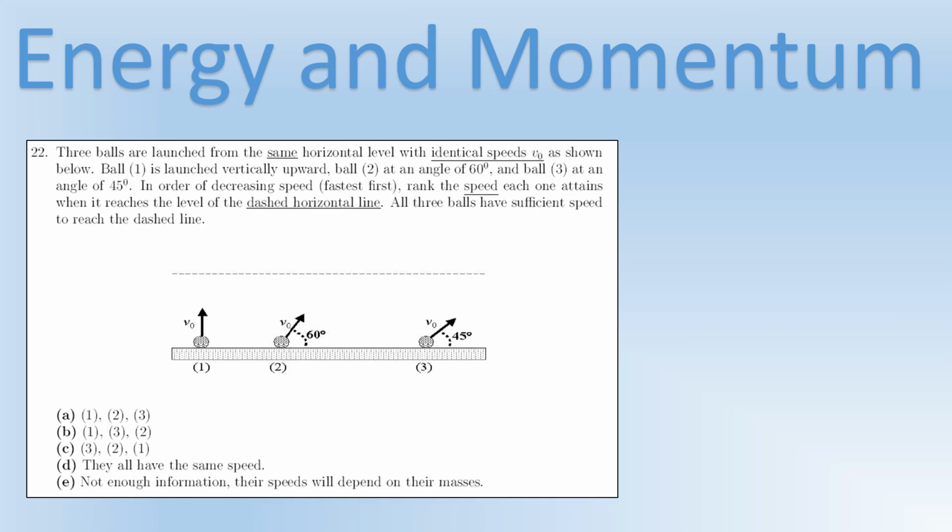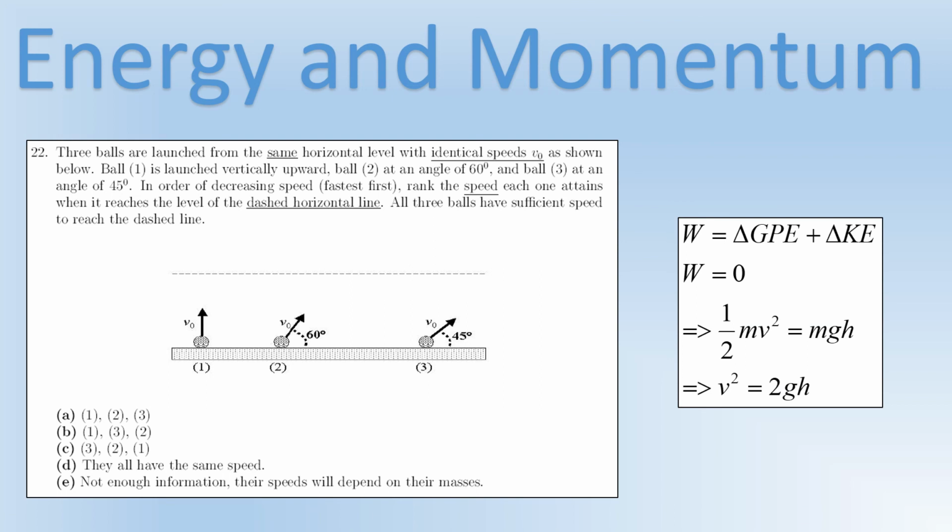Okay, so 3 balls are launched from the same horizontal level with identical speeds v0. Ball 1 is launched vertically upwards, ball 2 at an angle of 60, and ball 3 at an angle of 45 degrees. In order of decreasing speed, rank the speed each one attains when it reaches the level of the horizontal dashed line. All of the balls have sufficient speed to reach the line. So select your answer, then we'll take a look.